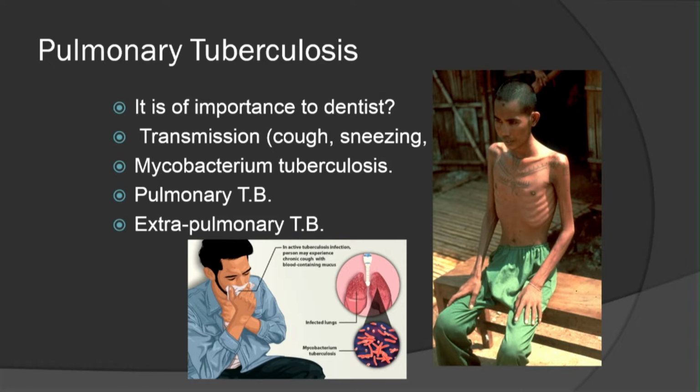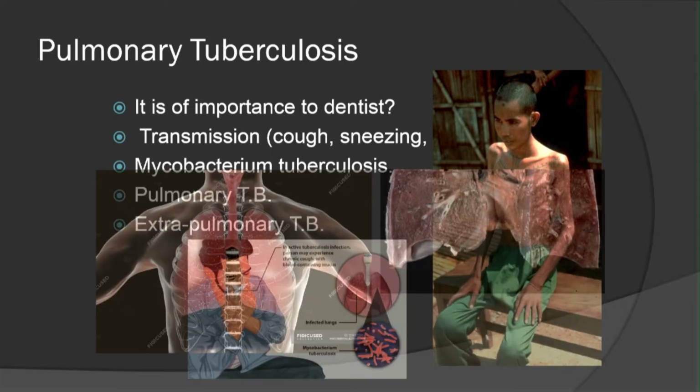However, sometimes the infection might spread and involve other organs of the body, such as the skin, vertebrae, particularly the spine, and the lymph nodes. In this case, it is called extrapulmonary TB. So other organs of the body could be infected by Mycobacterium tuberculosis.